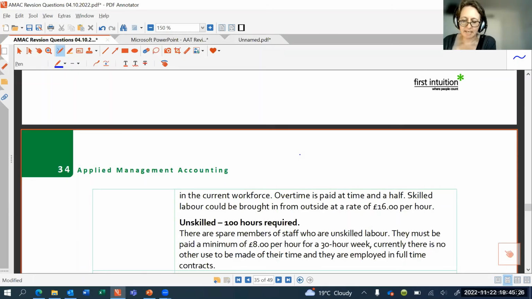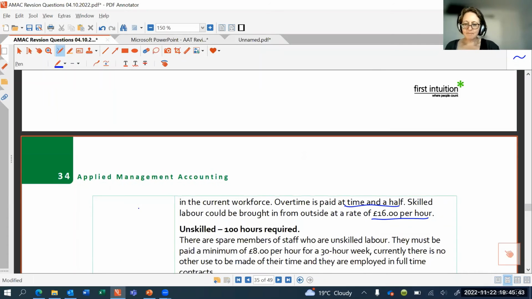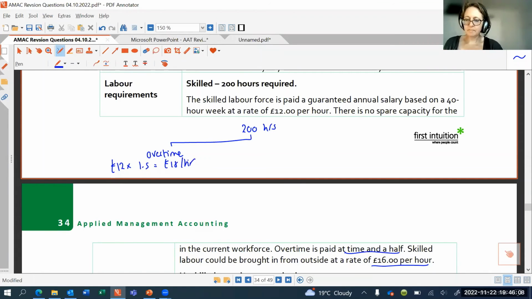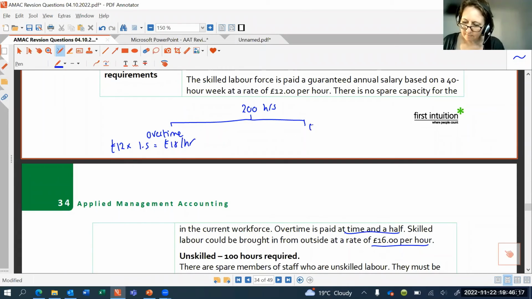So if I take on this job, how is it going to get done then? Well, there's a choice. Overtime can be paid at time and a half, or skilled labour could be brought in from outside at a rate of £16 per hour. So I have a choice. So if you were faced with this choice, let's think about what you'd do. We need 200 hours. We want to go ahead with this job. So do we say, let's pay overtime, time and a half? They're paid £12 per hour at the moment. So that would be a rate of £18 per hour. Or my other option is to bring in staff from elsewhere, outside staff. And of course, there's lots of other implications of bringing in people from outside, but we're not asked to discuss them. We're just asked for the numbers.